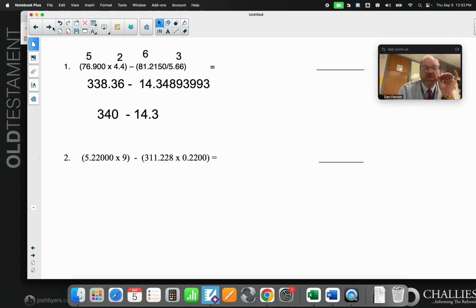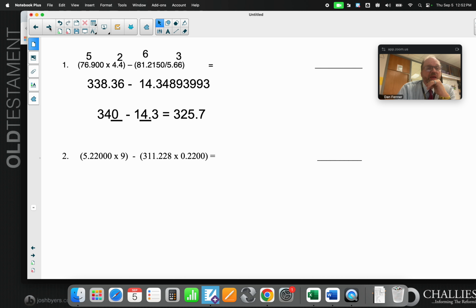Now the rule for subtraction and addition: the last filled column is the level of significance. So when we add them up, we get 325.7. The last filled column would be the ones place. So that means I'm going to go to 325, and then if I round up, I get 326. All right, let's do this last one then.